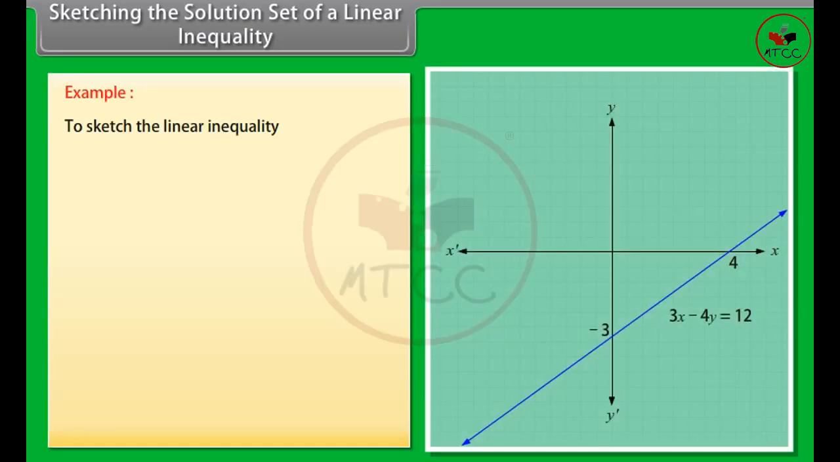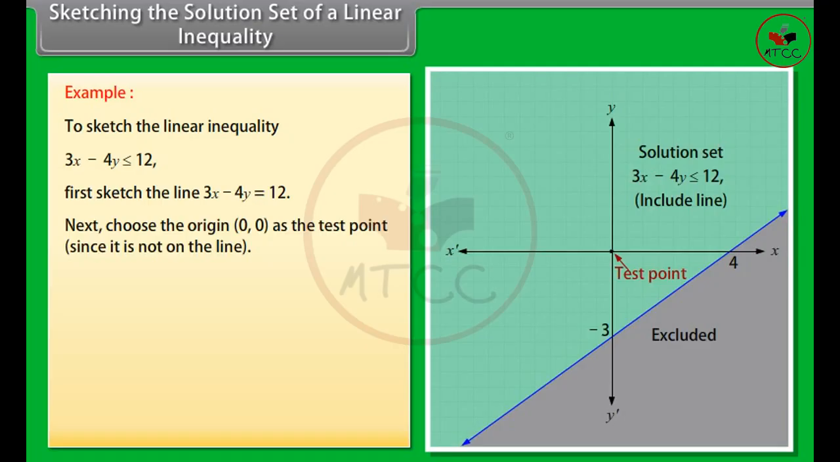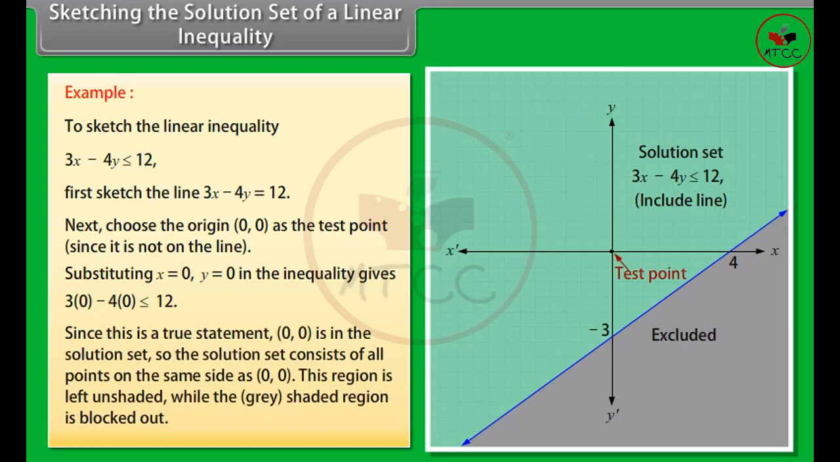Example. To sketch the linear inequality 3x minus 4y is smaller than or equal to 12, first sketch the line 3x minus 4y equals 12. Next, choose the origin (0, 0) as the test point since it is not on the line. Substituting x as 0, y as 0 in the inequality gives 3(0) minus 4(0) is smaller than or equal to 12. Since this is a true statement, (0, 0) is in the solution set, so the solution set consists of all points on the same side as (0, 0). This region is left unshaded, while the gray shaded region is blocked out.